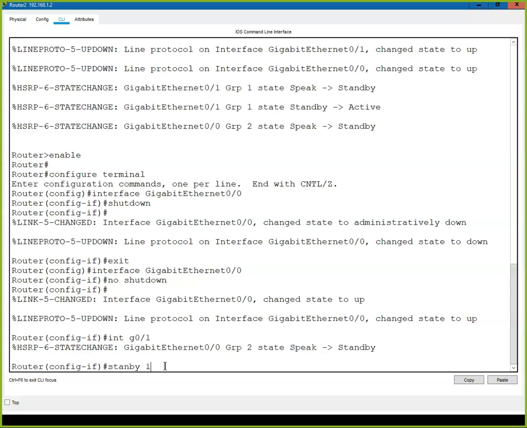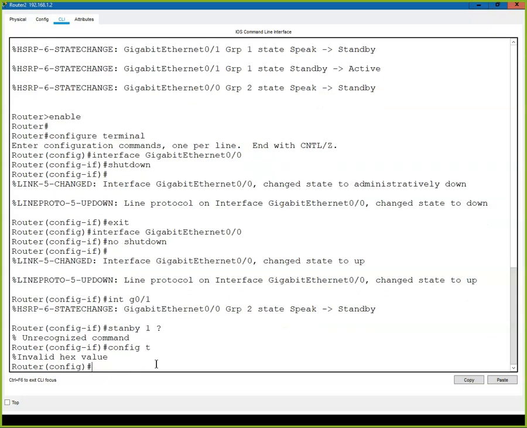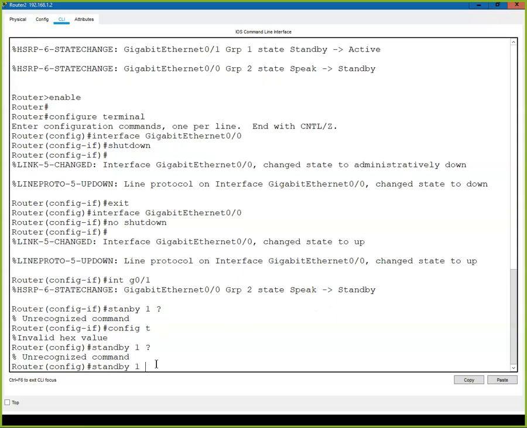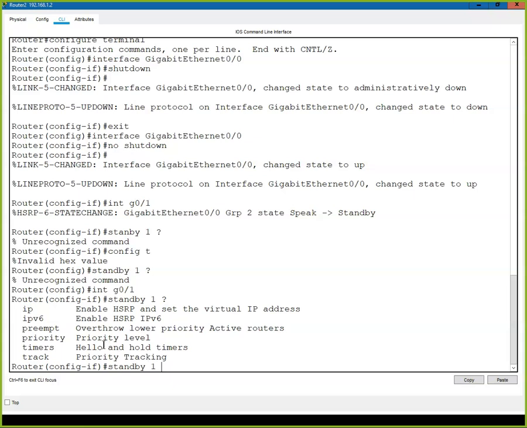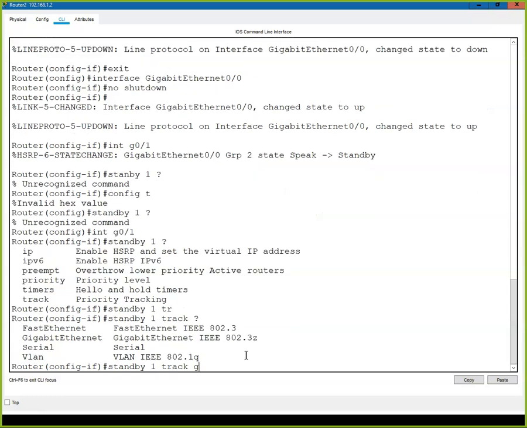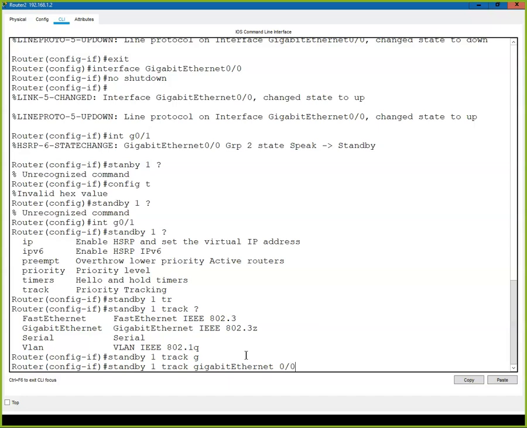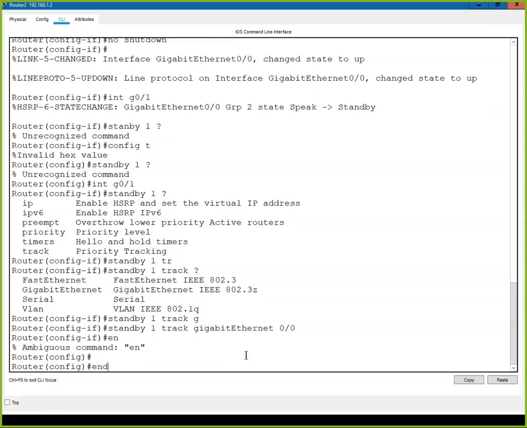We can do standby 1, and then config mode. Okay, I spelled standby wrong. Again, standby 1, interface gig 0/1. Oh, I went to config t again. Okay, standby 1, and now we get these: preempt, timers, track. What we can do is track, and then we can track gigabit Ethernet 0/0, the outside interface. If it goes down, it will decrease the priority of this interface.